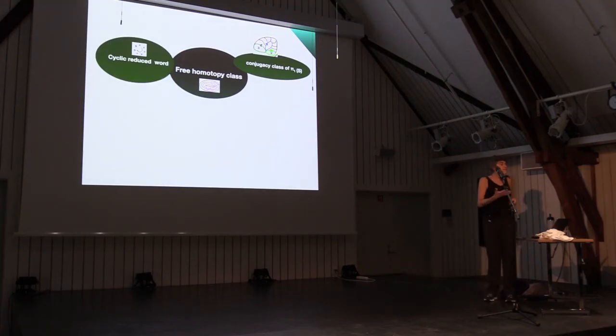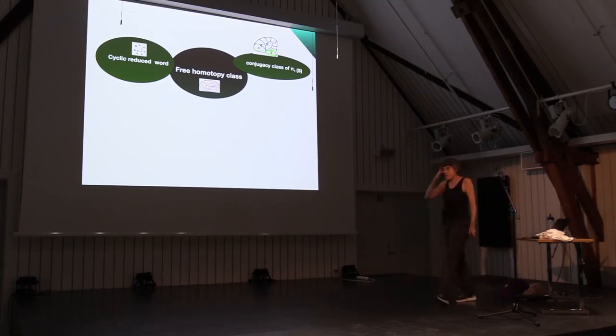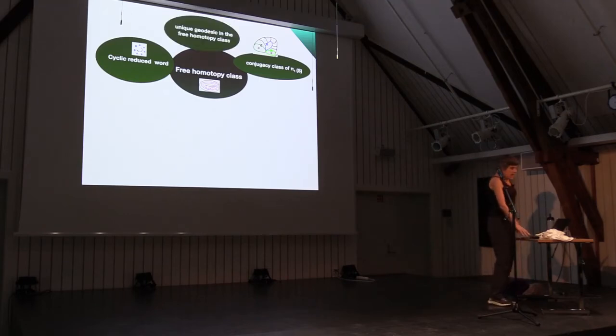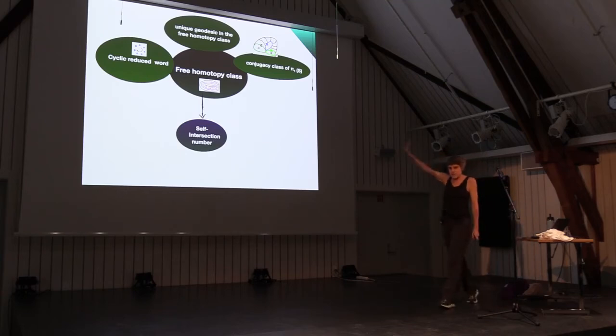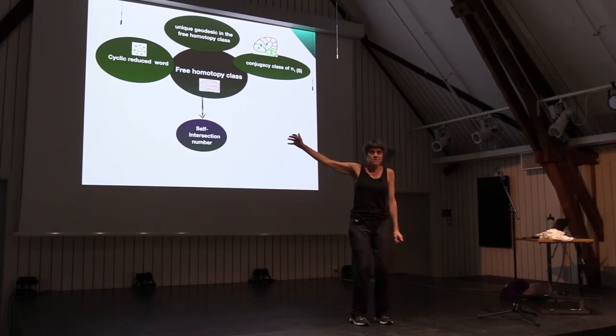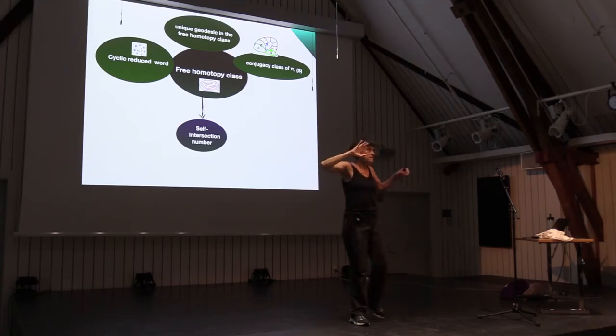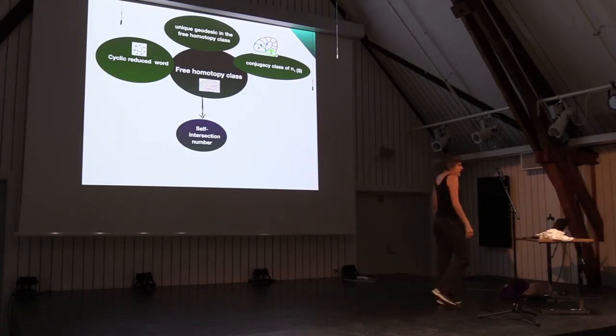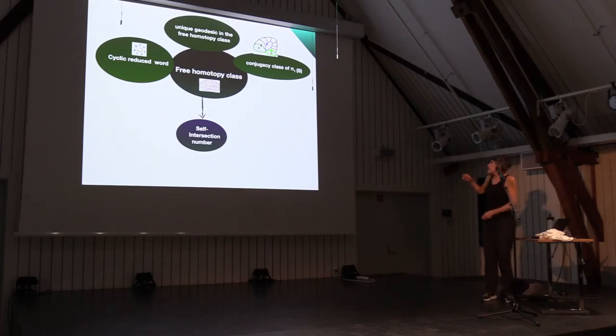And when your surface has boundary, like the surface we just discussed, this set of free homotopy classes is in one-to-one correspondence with the cyclic reduced words in certain generators. And of course, I have to choose a surface word beforehand. And then we have our nice isomorphism. And then we have these three things.